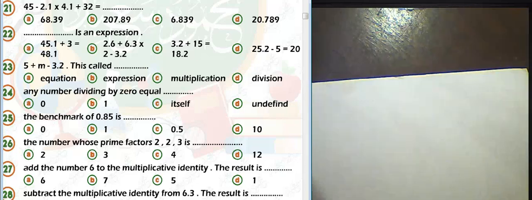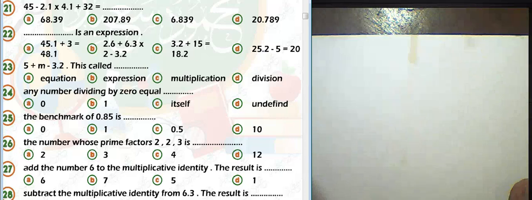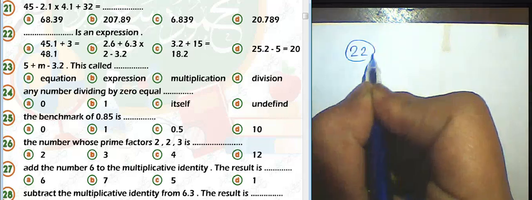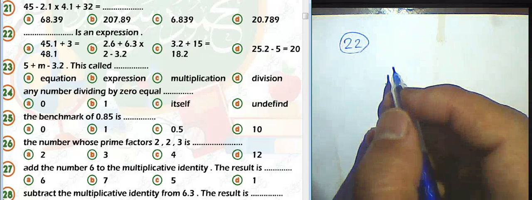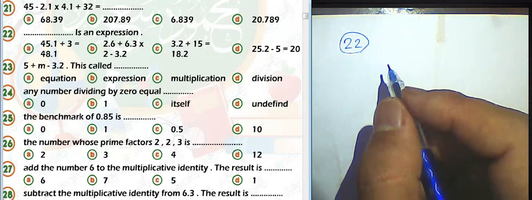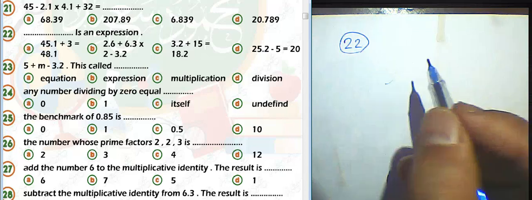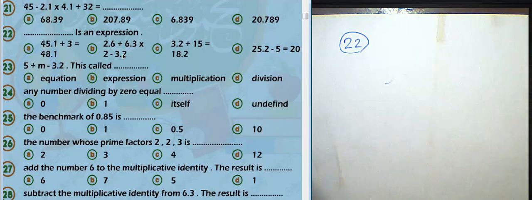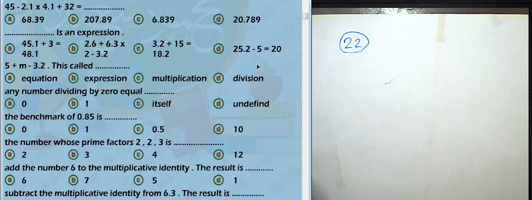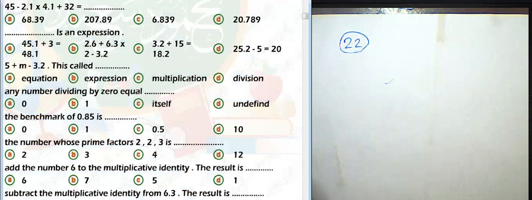Okay, look at question 22 here. They ask which one is an expression. Letter A: 45 plus 3 equals 48. Look at the left-hand side here, I will choose by mouse. Okay, 2.6 plus 6. What is the expression here? We are asked about an expression. Letter D, letter D is wrong. Okay, this one is wrong.